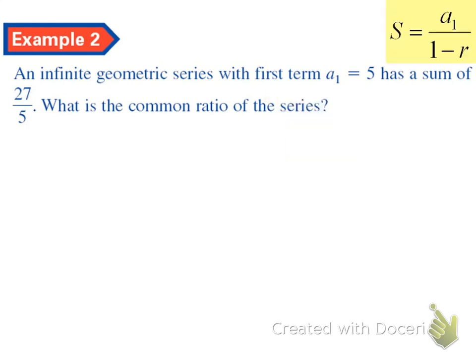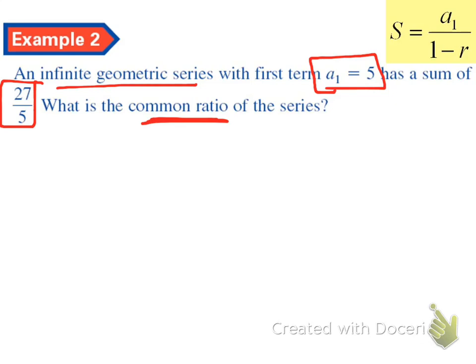Alright, let's look at example 2. In example 2, we're told it's an infinite geometric series, so we know the rule we need to use is that the sum would be equal to the first term divided by 1 minus the rate. We're given the first term, we're given the sum, we're asked to find the common ratio.